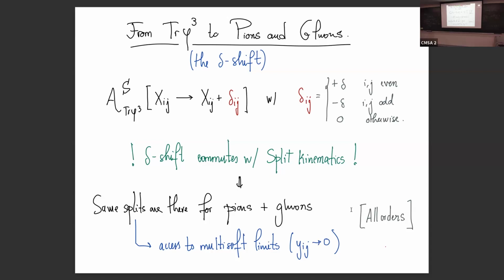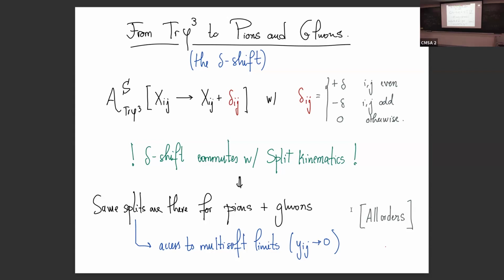of trace phi cubed. And the more non-trivial part is that this delta shift is so special that it precisely commutes with split kinematics. What I mean is that it's compatible with the kinematical restriction that is imposed by going on the split kinematics. Okay, and what this means is just that all the splits that we find for trace phi cubed theory are also there for pions and gluons. And so crucially, we can also use them to access multi-soft limits when we send the kinematic invariants of one of the subsurfaces to 0 at all orders.